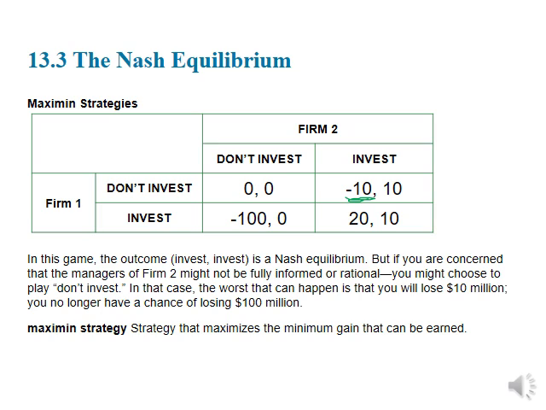What if firm 1 invests? What is the worst firm 1 can do if they invest? Lose 100 million. So how do we do the best we can with the worst case scenario? How do we maximize our minimum here? We don't invest. Where either we earn 0 or we lose 10 million.